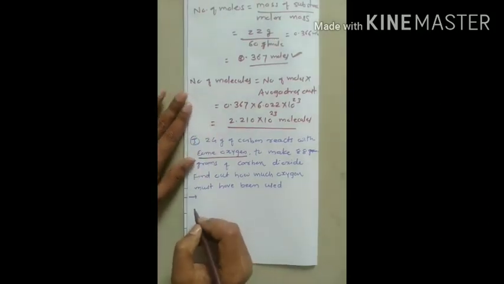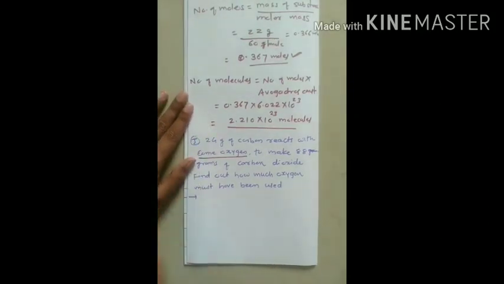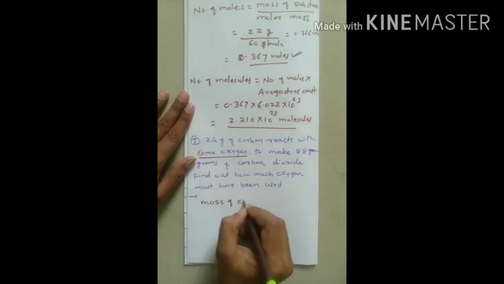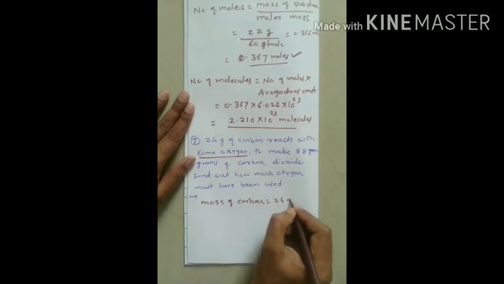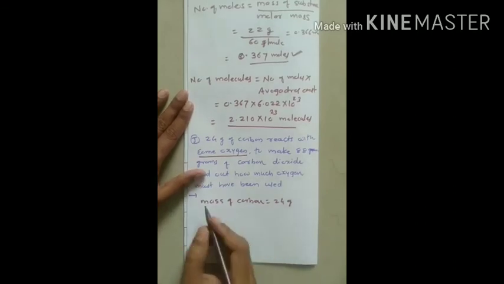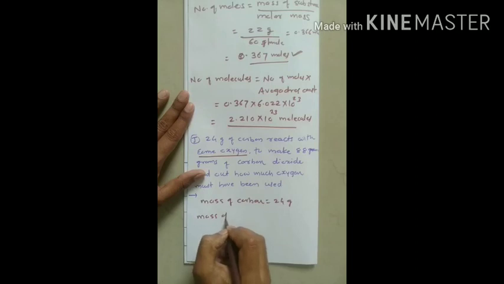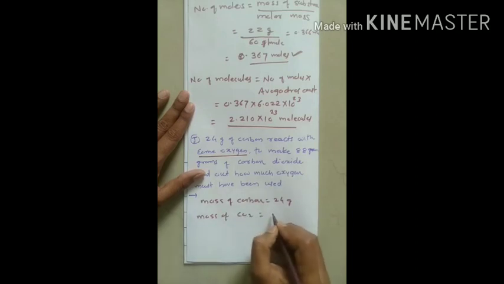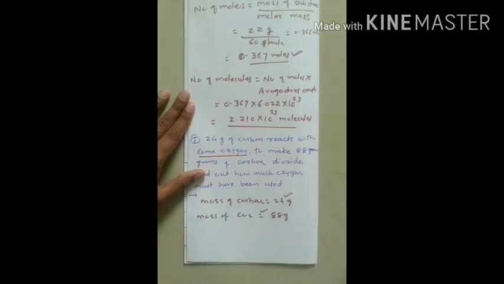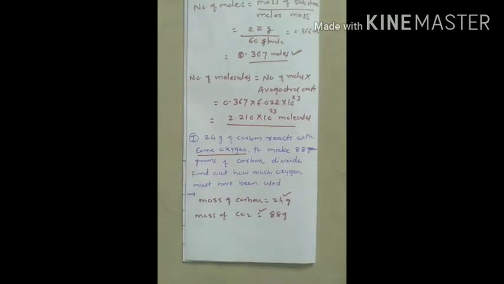So here, as we already know the basic reaction, when carbon reacts with oxygen, we will get carbon dioxide. In this question, the mass of carbon is given as 24 gram, and this will be your reactant. And for the product, the mass of CO2 is given as 88 gram. So this is your reactant and this is your product, isn't it? The mass of reactant and product is given, and you have to find the mass of one more reactant so that you will get the proper product. So we have to find the mass of oxygen.